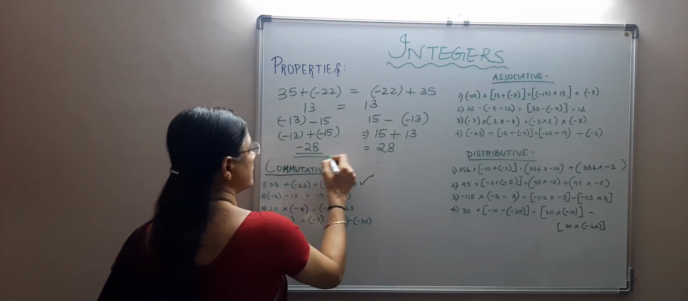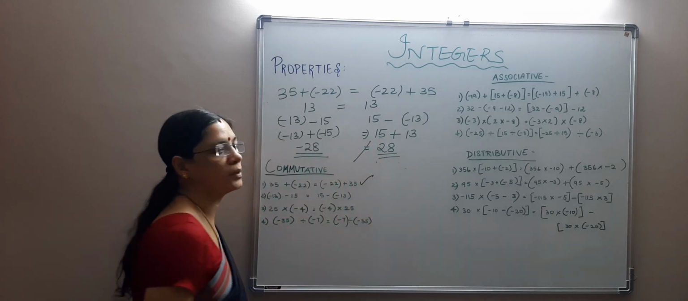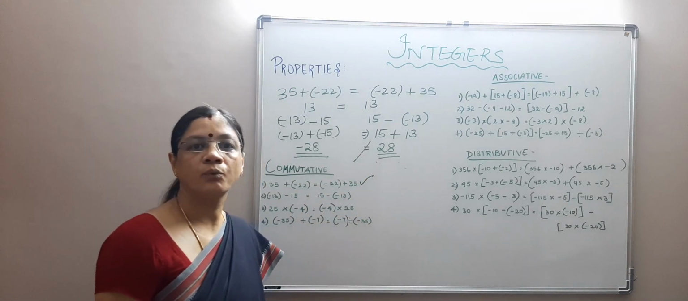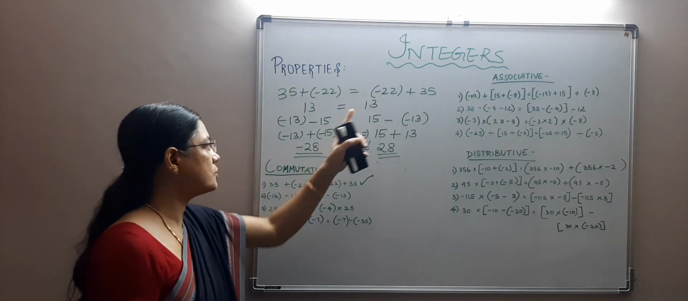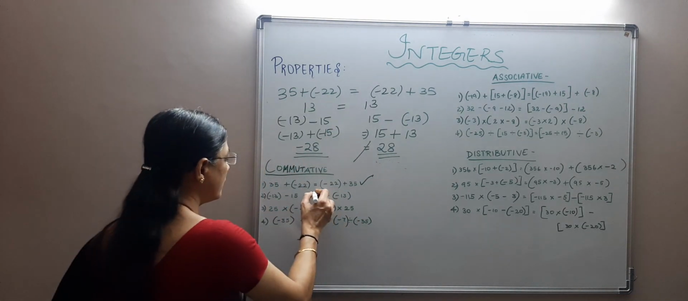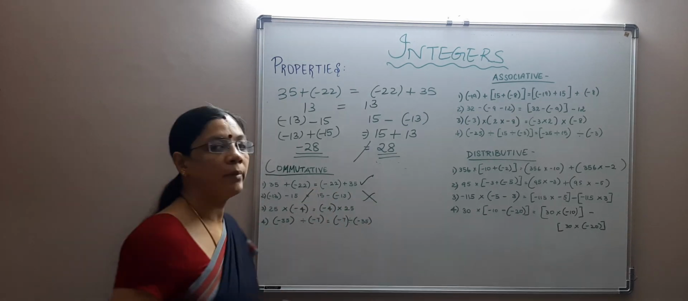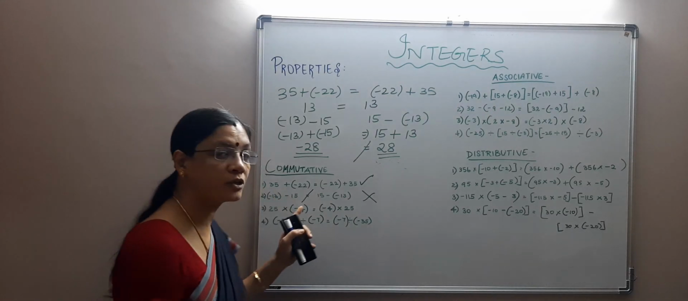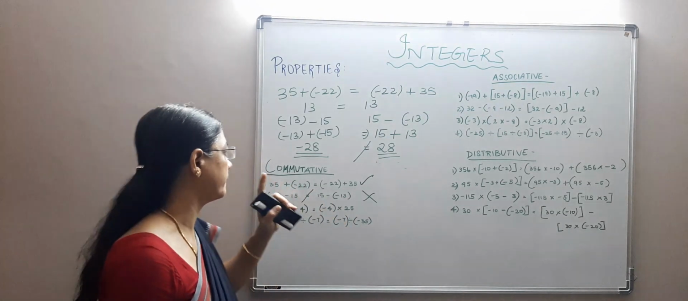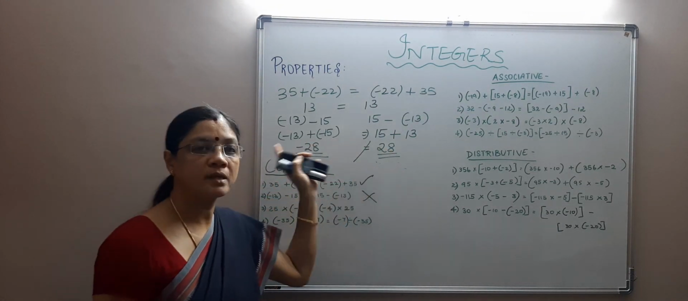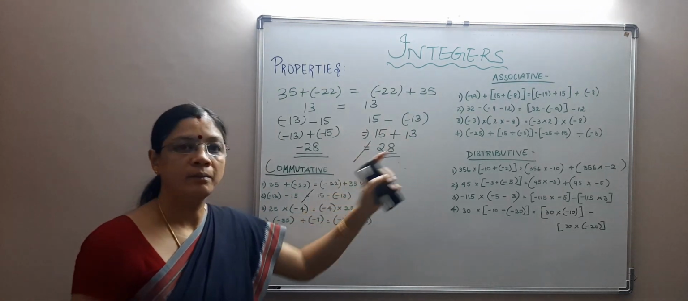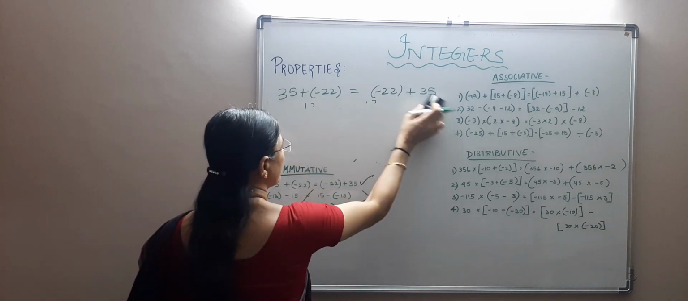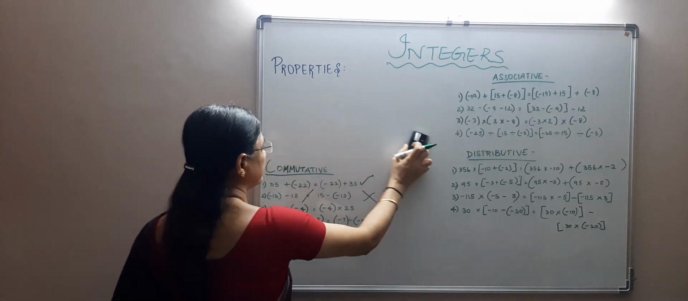But minus 28 is not equal to plus 28. Do you understand? So minus 28 is not equal to plus 28. So we say that integers do not obey commutative property for subtraction, because we don't have the same answer here when we change the places. You understand? So next is commutative property for multiplication.